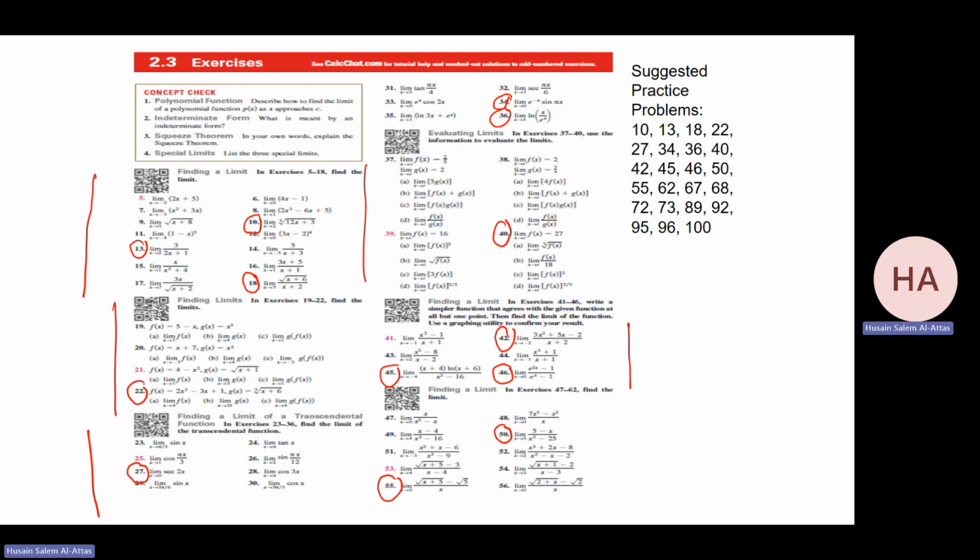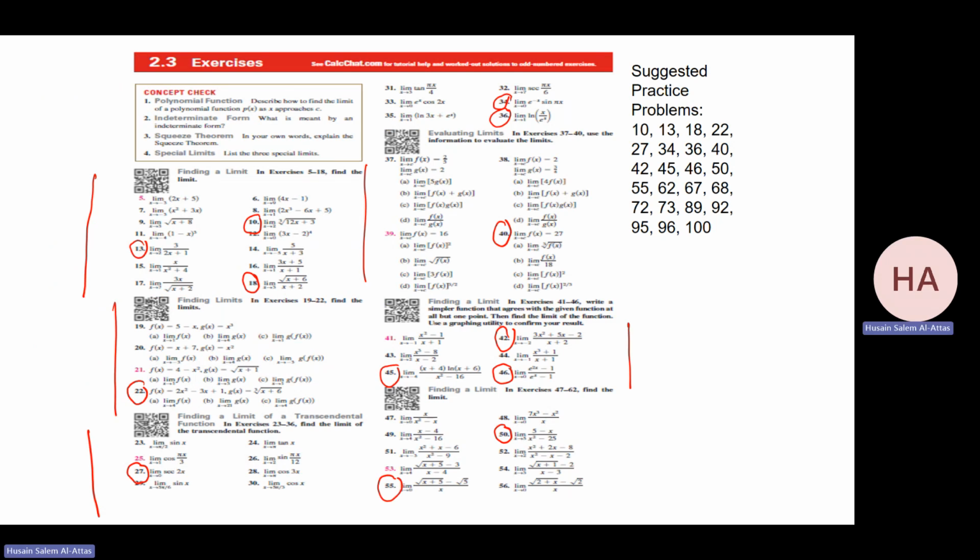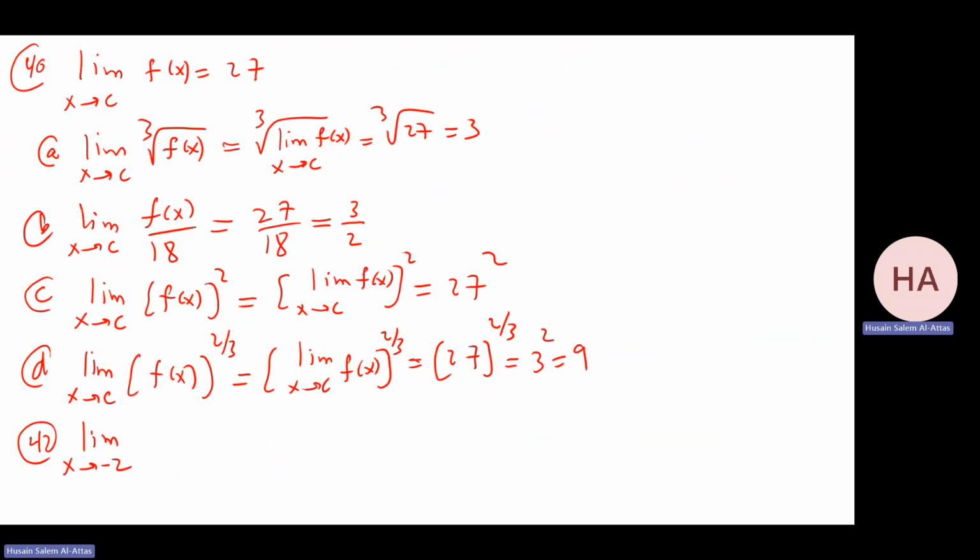Now we'll move to this group where we'll start doing some calculation. Now we need to find the limit where I have 0 over 0. Let me do 42. Limit as x goes to minus 2 of 3x squared plus 5x minus 2 over x plus 2. If we substitute, you will get what? This is 3 times 4, 12, minus 10, minus 2. So you have 0 over 0.